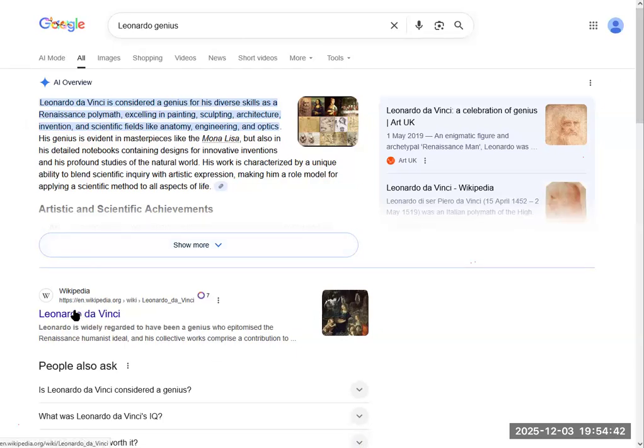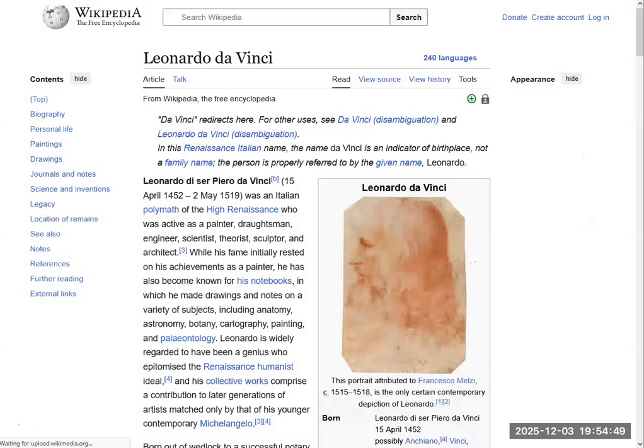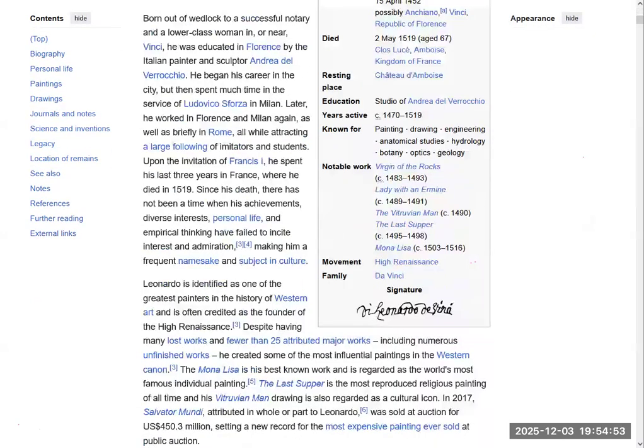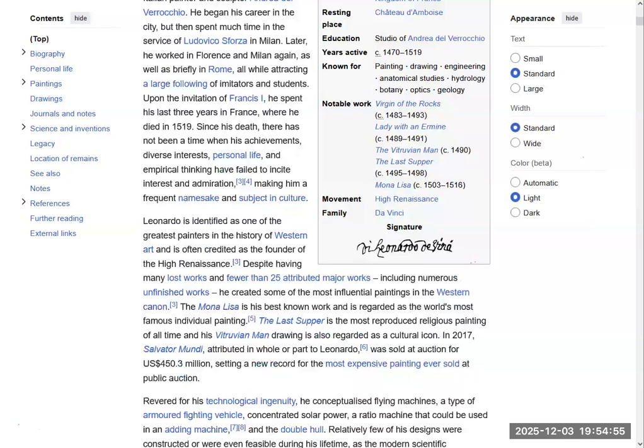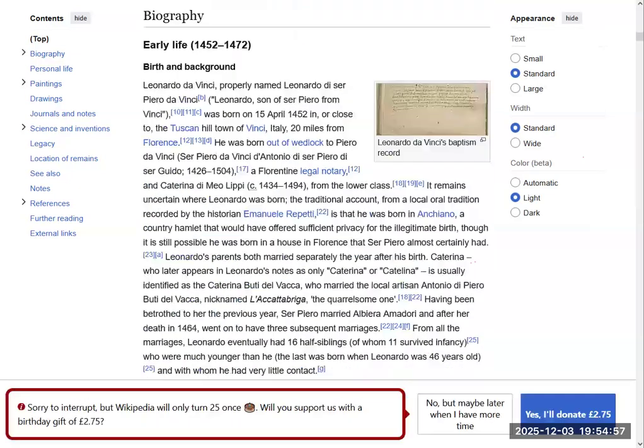So let's quickly look at the Wikipedia entry for Leonardo da Vinci. I keep wanting to say Leonardo DiCaprio. Perhaps there'll be a drawing of his. So where is he famous from? Italy? Yes, he was Italian.